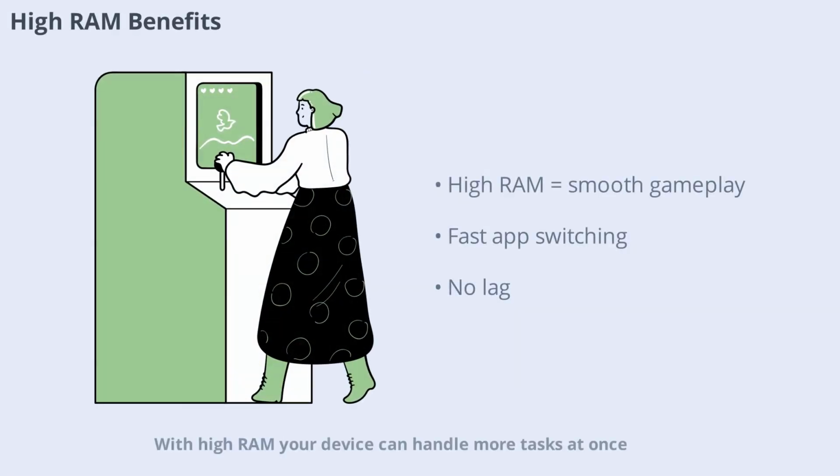With high RAM, your device can handle more tasks at once. You'll enjoy smooth gameplay, fast switching between apps, and no lag. High RAM is especially important for gamers and power users who need their devices to perform at their best. More RAM means your device can keep up with demanding games and multitasking without breaking a sweat.